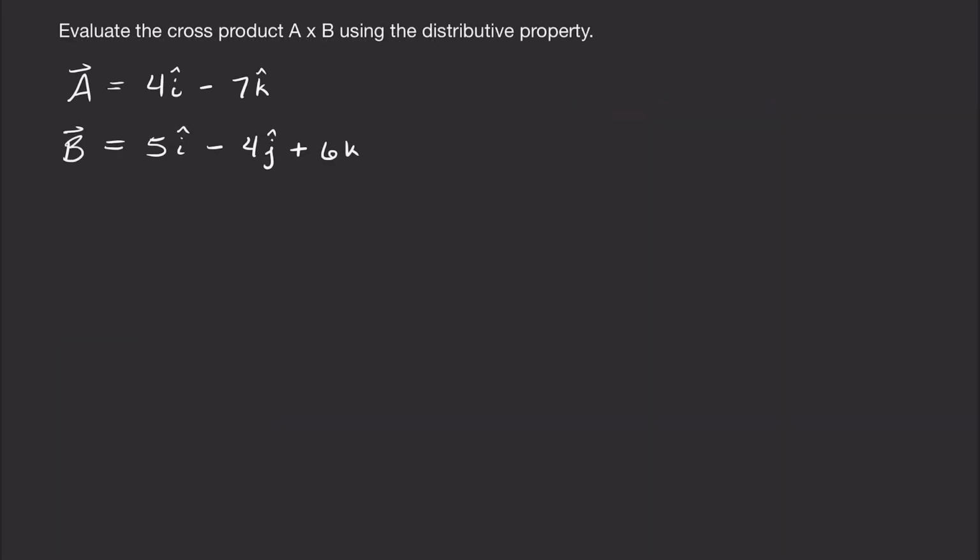In the next problem, we want to evaluate the cross product A cross B using the distributive property. So to do that, we have our vectors written in Cartesian form. So we want to write 4i hat minus 7k hat crossed with 5i hat minus 4j hat plus 6k hat.